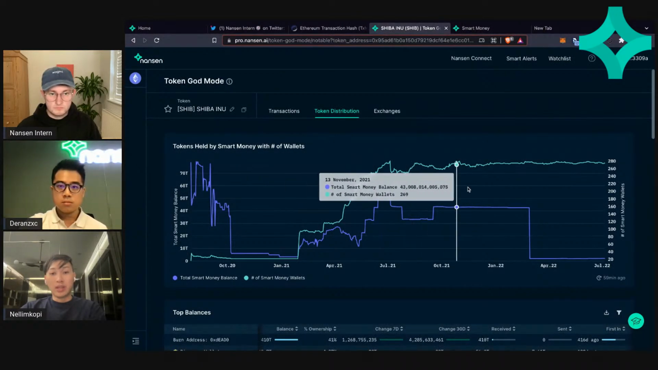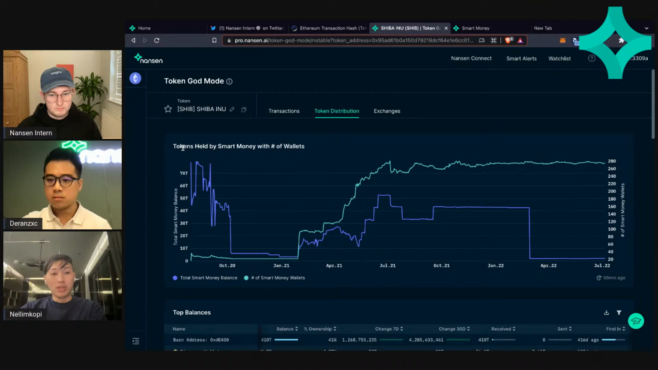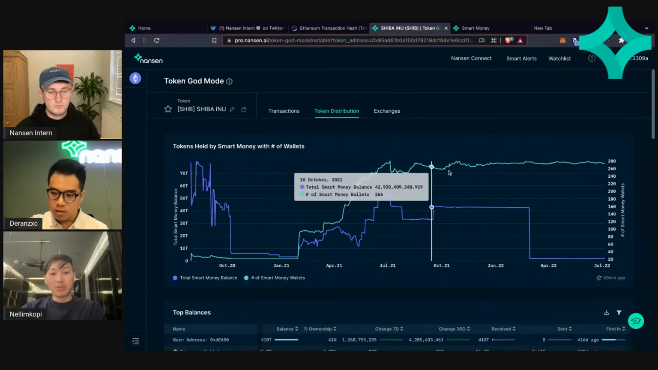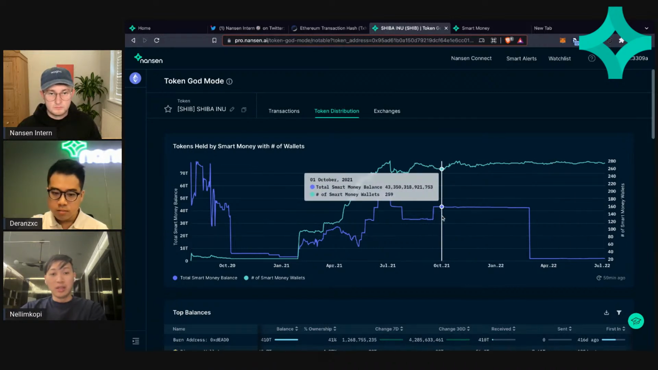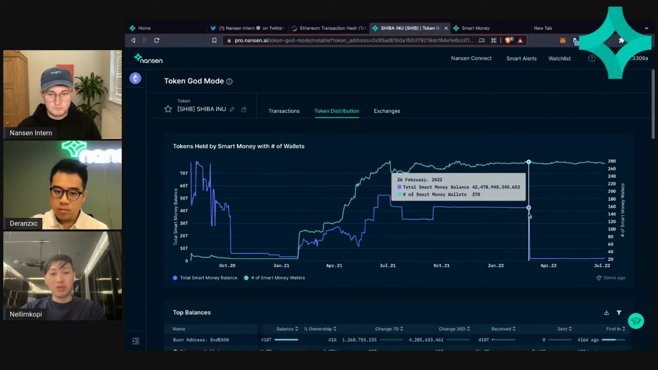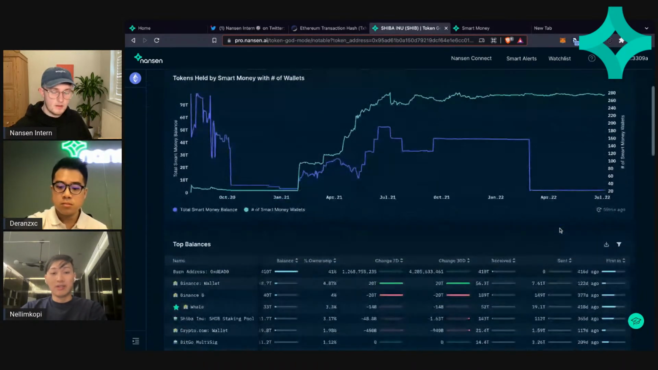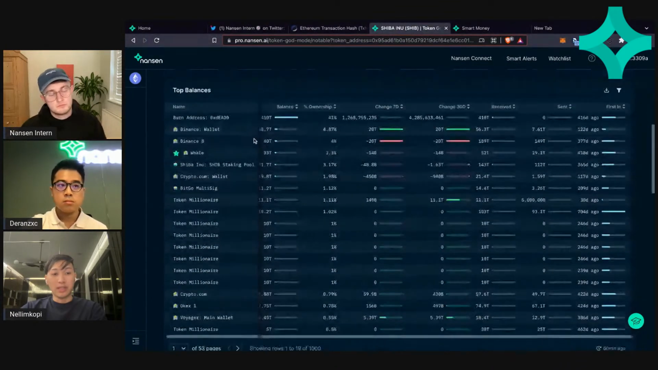One thing when dealing with data, even on the Nansen platform, is to have the inquisitive mind to investigate further. If we look at the SHIB token being held by Smart Money, you can see even back in July last year, 1 year ago, the number of Smart Money wallets has pretty much plateaued, so there was not much new Smart Money. And if you look at the balance held by Smart Money, there was actually a steep drop here, and it basically flatlined. Does that mean that they're out of the position? Not necessarily. So one other thing you can do is go down to the top balances.